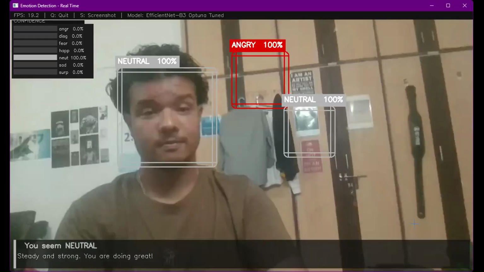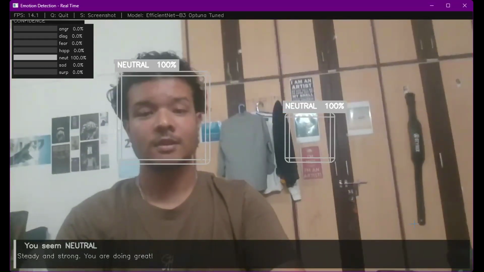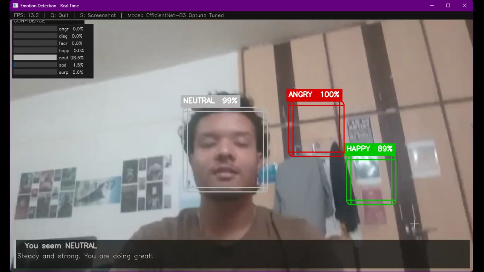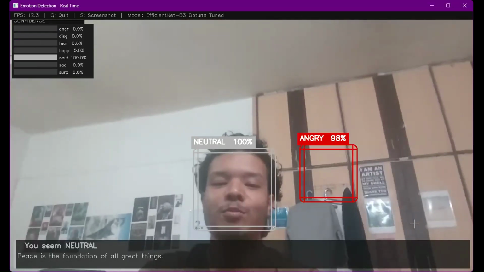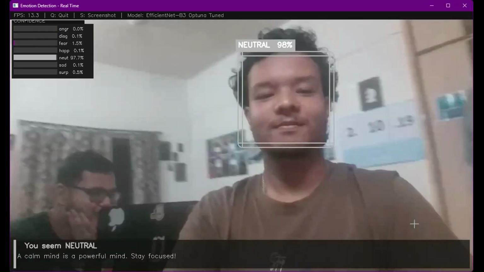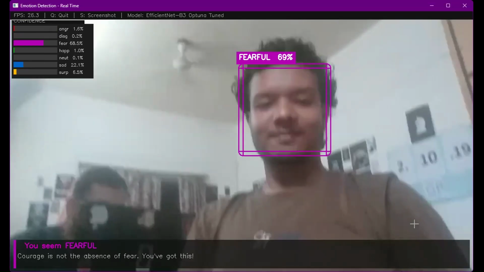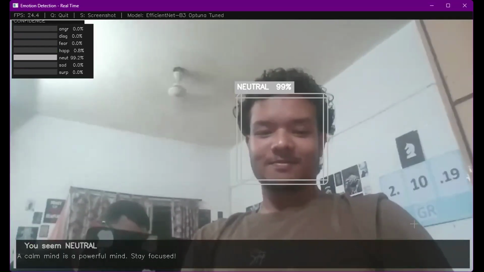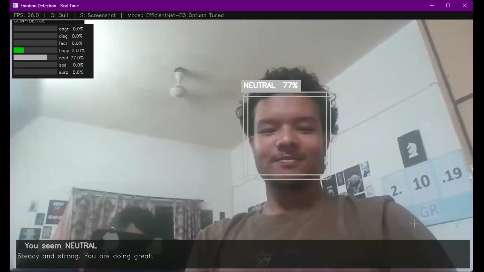But some others are also being detected, like angry and neutral. The posters, sir, are actually ghosts that live in Bhargav's room. Okay, anyway.